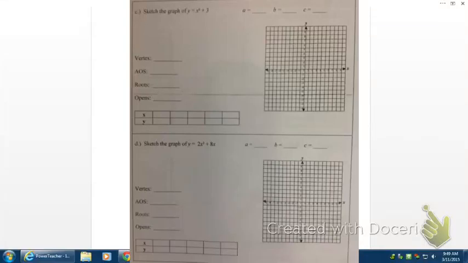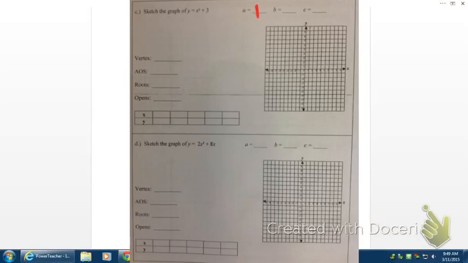So sketch the graph of x squared plus 3. I know it's hard for you to see my paper, but you should be looking at your paper and just glancing over my paper. Okay. So let's start with the easy stuff: a, b, and c. Man, we're on a roll. What's the a value?